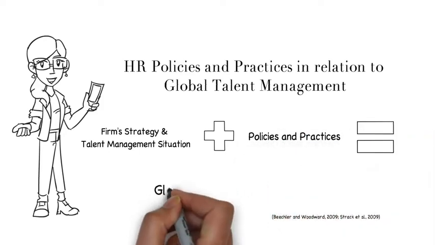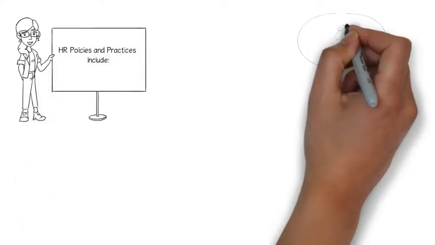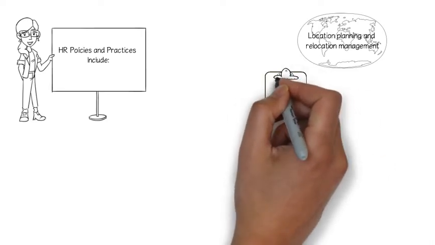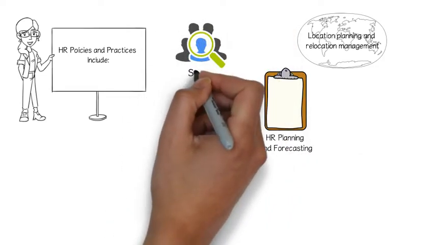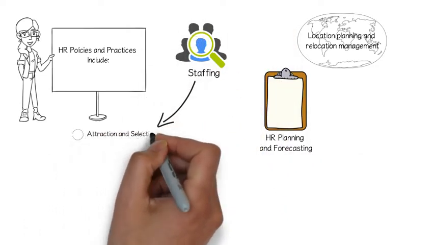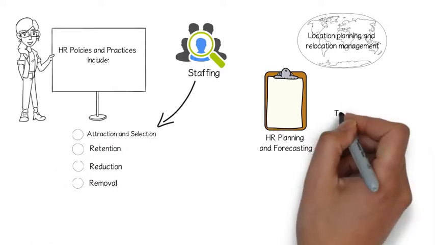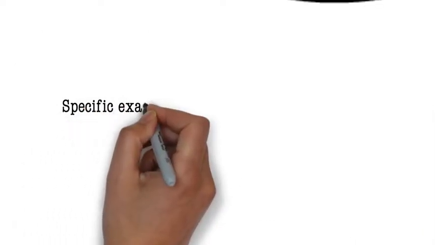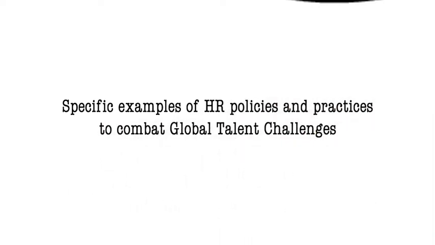Specific aspects of some HR policies and practices that can be systematically selected and coordinated by multinational firms in their global talent management initiatives include location planning and relocation management, HR planning and forecasting, staffing, which is attraction and selection, retention, reduction, and removal. Moving on to training and development, performance assessment, and compensation. Now, let us look at specific examples of HR policies and practices which combat global talent challenges.